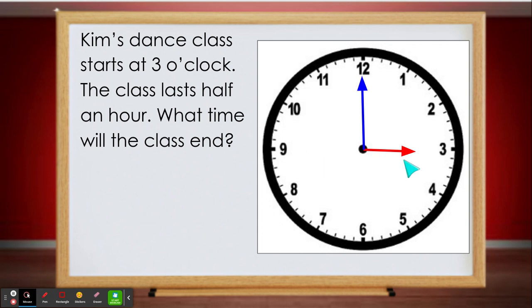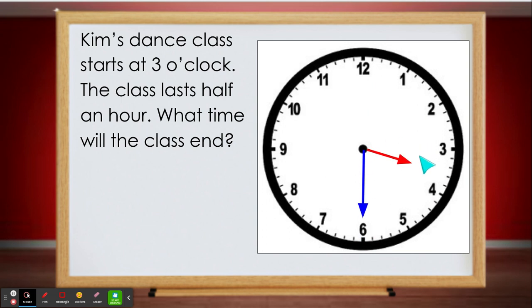All right, so let's start at 3 o'clock, just like our clock shows. 3 o'clock is hour hand pointing to the 3, and the minute hand pointing to the 12, which means o'clock. So now that she started the class, half past an hour, if I turn my minute hand all the way down to the bottom, it means half an hour. Let's see.